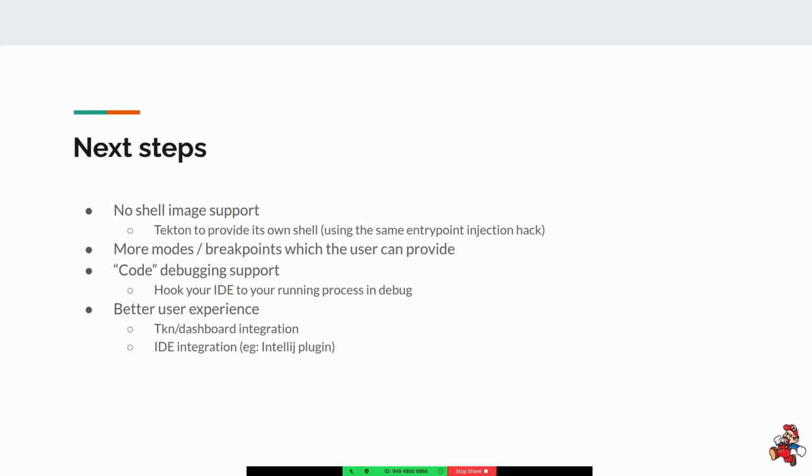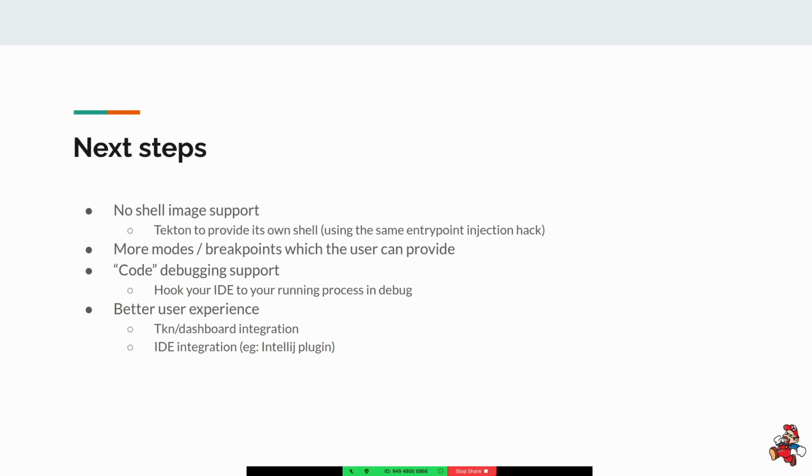Then we also want to support more modes or breakpoints that the user can provide. We demoed the only mode that is currently supported, which is the on-failure mode. We would like to add more things like debug on each step, or specify the steps that we want to debug. Those kinds of things we need to support, and probably the same on the pipeline itself. So be able to say I want these and these tasks to be debuggable, but not the other ones.